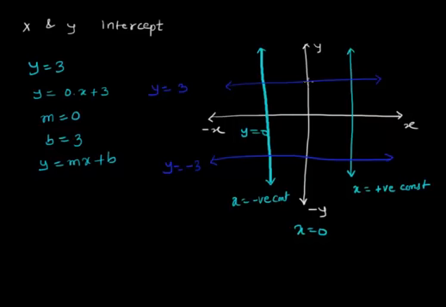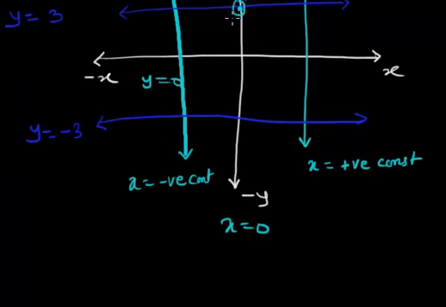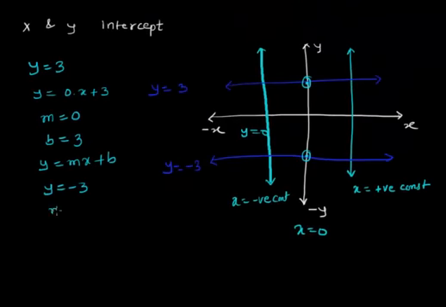This is the vertical intercept because it is cutting the y-axis. Similarly, y equals -3 has a vertical intercept that is -3. Corresponding to y equals -3, the value of m is 0 and the value of the intercept is -3.